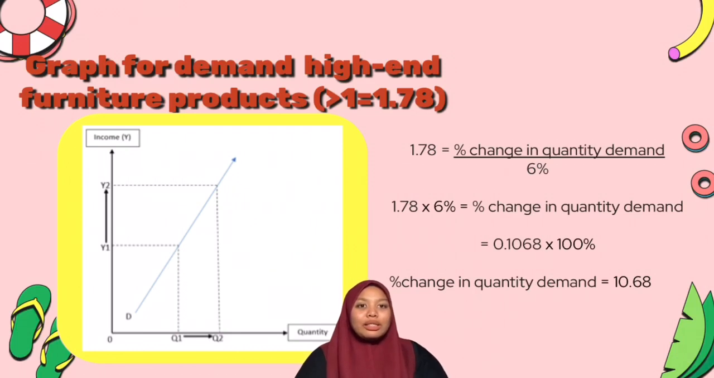So the answer is 0.1068 times 100%. So the final answer is 10.68%. So the final answer for percentage change in quantity demand is 10.68%.